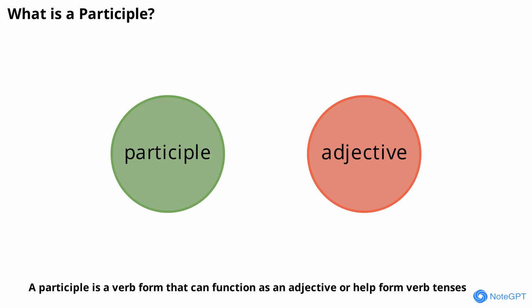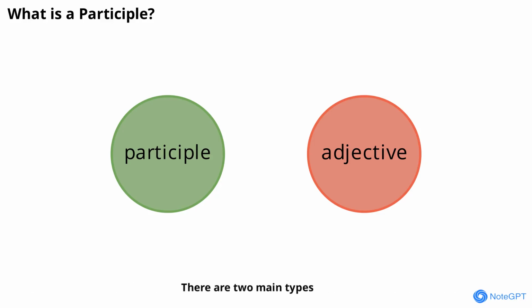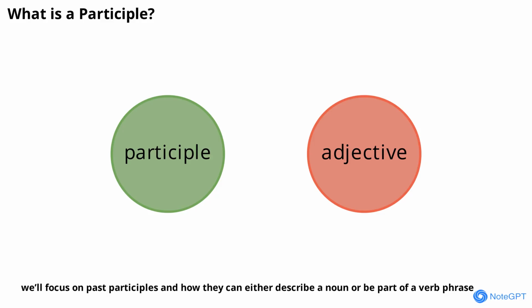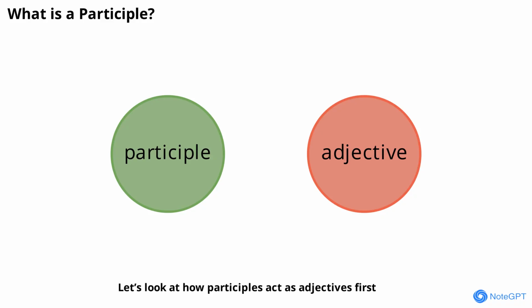A participle is a verb form that can function as an adjective or help form verb tenses. There are two main types: present participles, which end in ing, and past participles, which often end in ed, n, or other irregular forms. For example, in the broken window, broken is a past participle. Participles are incredibly versatile, allowing us to add detail and nuance to our sentences. In this video, we'll focus on past participles and how they can either describe a noun or be part of a verb phrase. Let's look at how participles act as adjectives first.